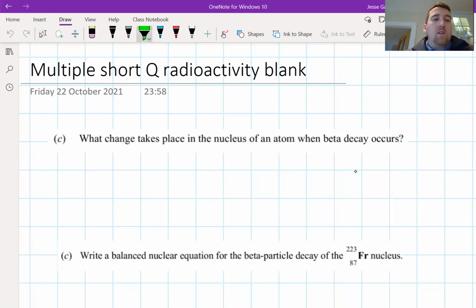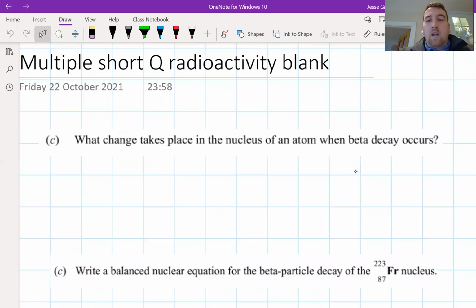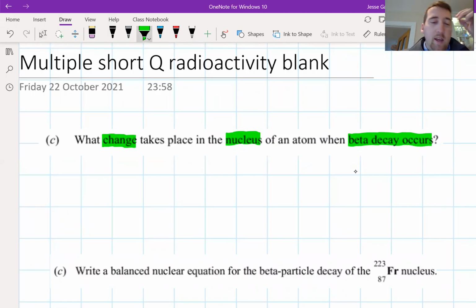Okay, all right, let's look at the first one. I'm not sure exactly what year it came up. I didn't mark it, but we're going to walk our way through it. So it says, first of all, what change? So they're looking for you to just say what change takes place, and we're talking about for the nucleus. What change takes place in the nucleus of an atom when beta decay occurs? So you have to know exactly what beta decay is and specifically refer to the changes in the nucleus.